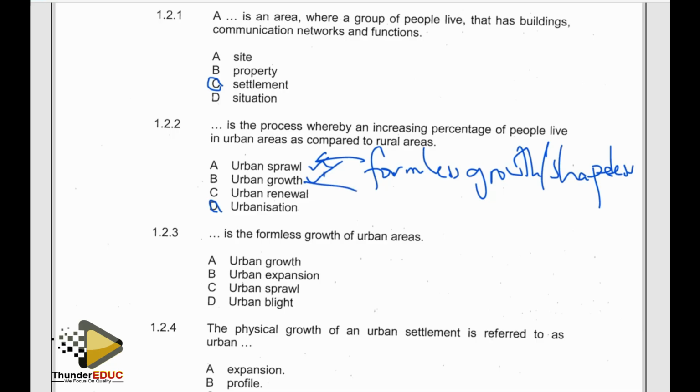Then urban growth is the increase in the numbers of people in urban areas. There is a difference between urban growth and urban expansion. Urban growth, we are looking at people. When the urban area is having more and more people, more and more people preferring to stay in urban areas, that is an urban growth situation. So we are seeing the difference here.